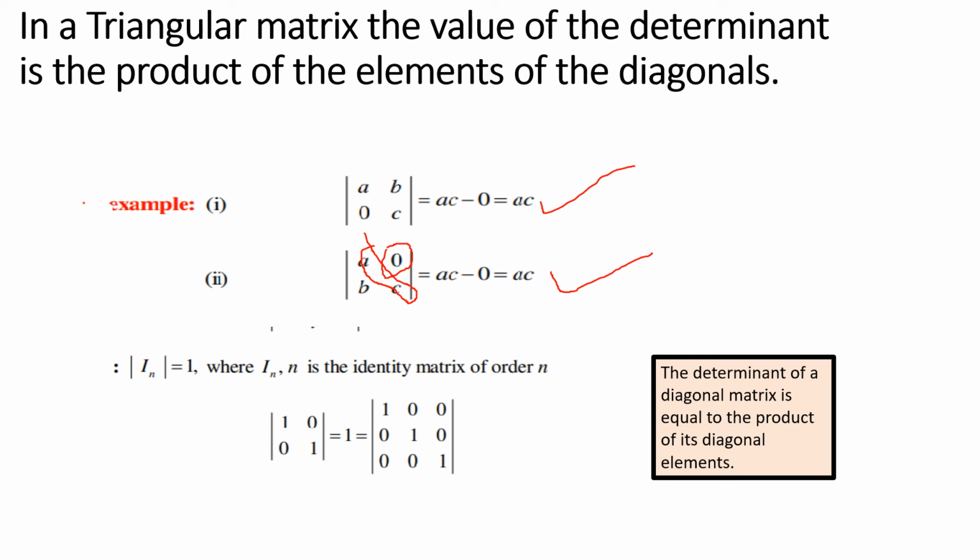For those kinds of matrices, directly what you have to take as the determinant is the product of the elements of the diagonal. That is a, c, direct. Directly you will write ac. Next is the diagonal matrix. Again it will be the same because it is both lower and upper triangular. So for a diagonal matrix also the determinant will be the product of diagonal elements, which is equal to 1 here.